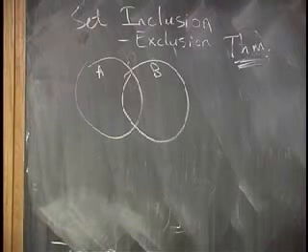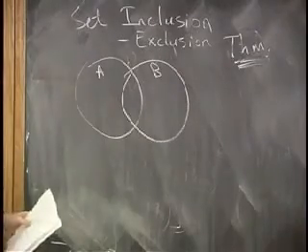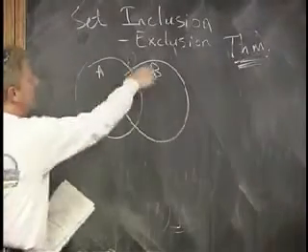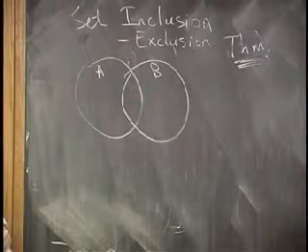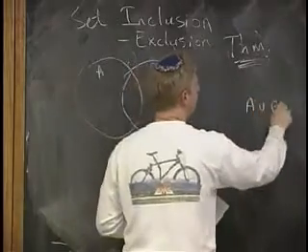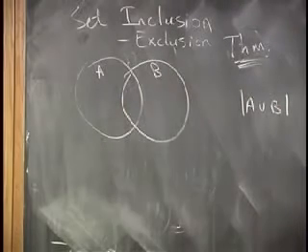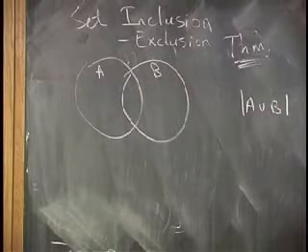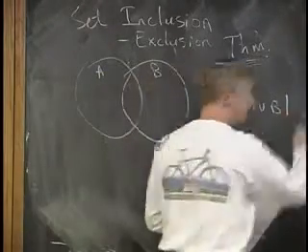It says, let's say you have two sets, A and B, and you want to know how many different elements are combined in A and B together, in A union B. Here's how we would write that. When you put vertical lines around a set, that means how many elements are in that set. That's sometimes called the cardinality of the set. So if you want to know how many elements there are in A union B, you tell me.